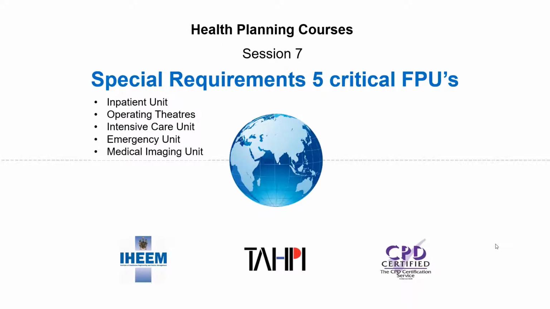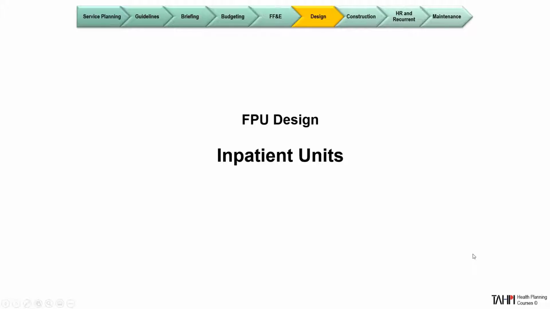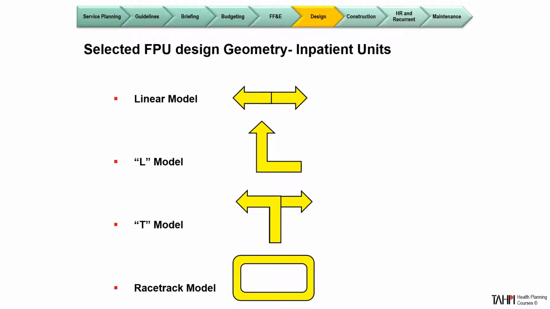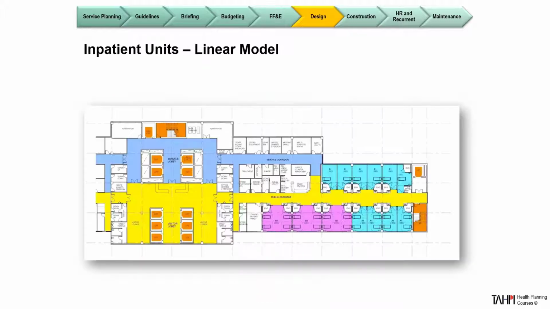It covers the special requirements of 5 critical functional planning units: inpatient unit, operating theaters, intensive care unit, emergency unit, and medical imaging unit. For example, for the functional planning unit that is the inpatient unit, which is wards, we start with 4 basic geometries as a foundation of nearly all inpatient unit designs. We look at each one of those, followed by plenty of realistic examples.